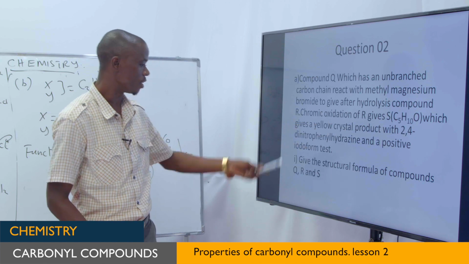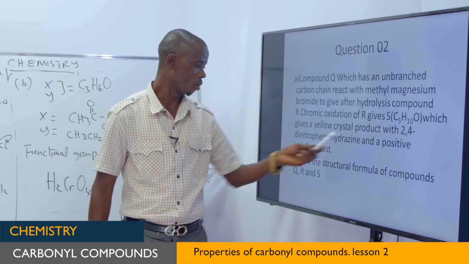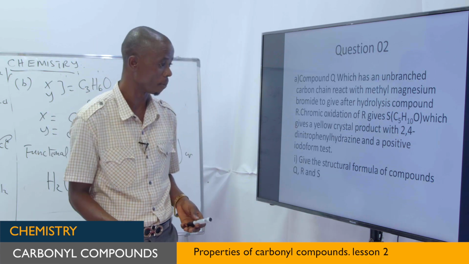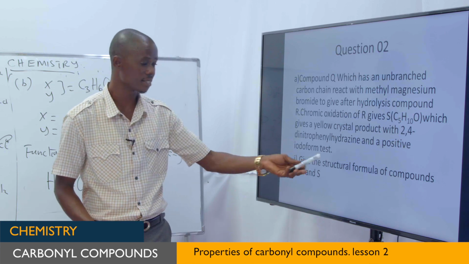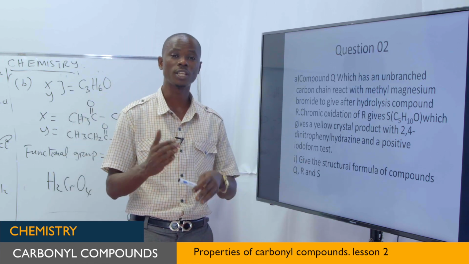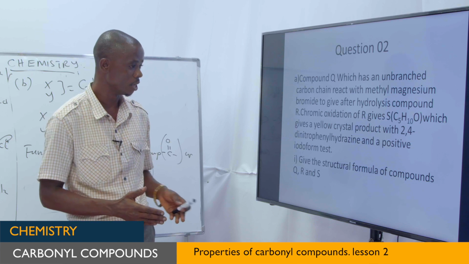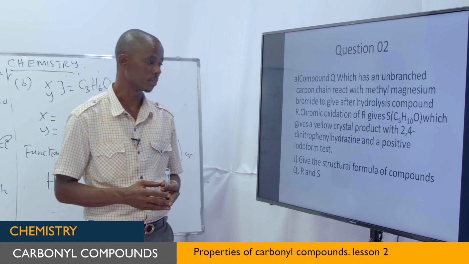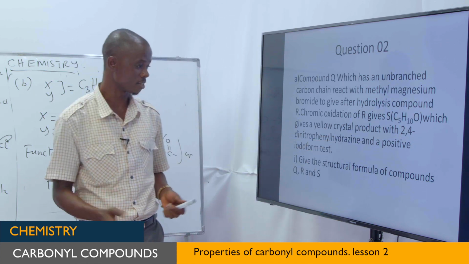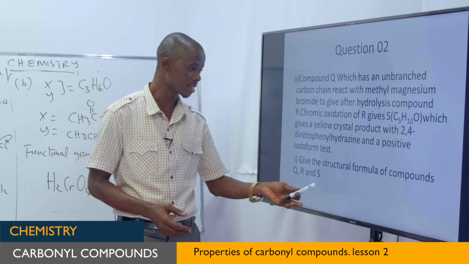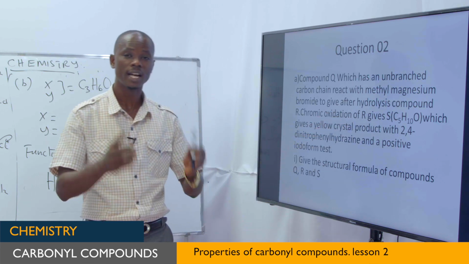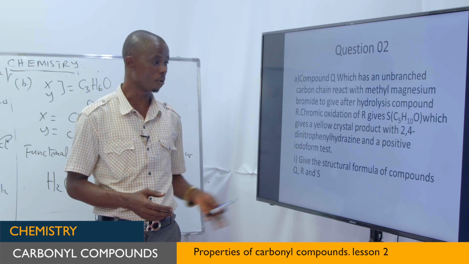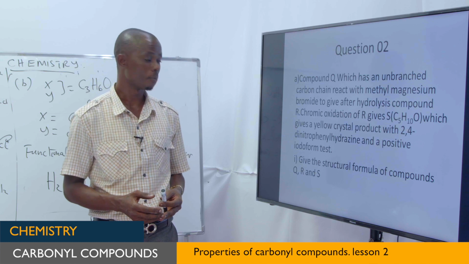It is very simple. But this compound gives a yellow crystal with this reagent. We have seen the chemical distinguishing tests between carbonyl compounds and other organic compounds. So this 2,4-dinitrophenylhydrazine tests for the presence of a carbonyl group. So this compound, as I said, is a carbonyl compound. That's why it reacts with this one. Giving a positive iodoform test means this carbonyl compound has a terminal methyl group. So you can do it by yourself. This is a very simple one. So from there, we can proceed with the other part of the question.